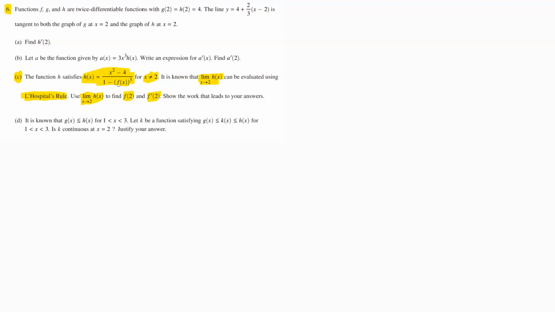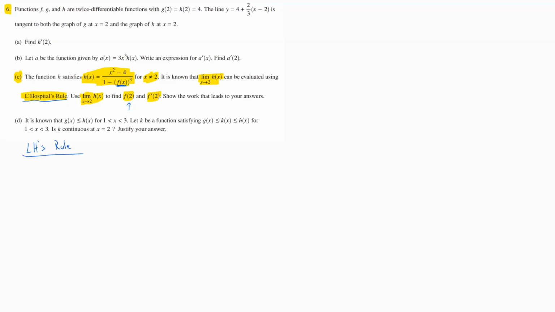So f of 2 is that function inside this equation right here. F is not described anywhere else except in that little piece right there. So let's start off by going after f of 2. To find f of 2, we're going to be using this idea about L'Hopital's rule. It has to be important, right, or else they wouldn't have made a big deal about it. So what does L'Hopital's rule say? I'm just going to abbreviate it so we don't have to see me write it out a whole bunch. I'm going to call it LHS rule.